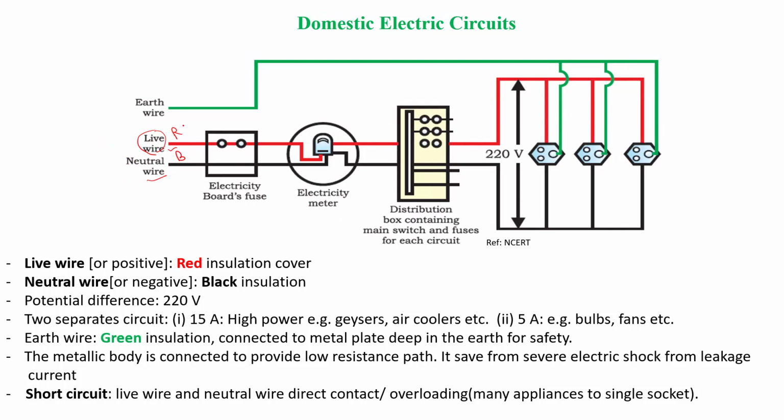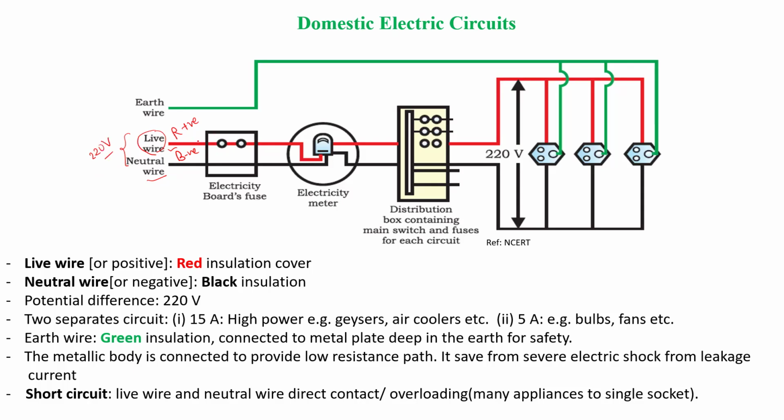So the live wire is also called the positive, and the black wire is called the negative. How are we going to recognize them? This red color is the insulation color, and black is also an insulation color. Inside, we have a copper wire. And the potential difference between this live wire and the neutral wire is 220 volts in our Indian system.